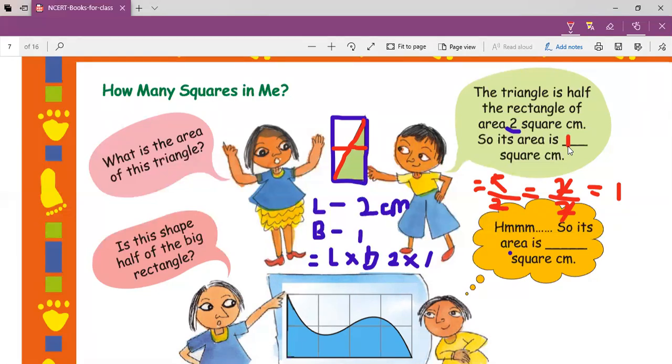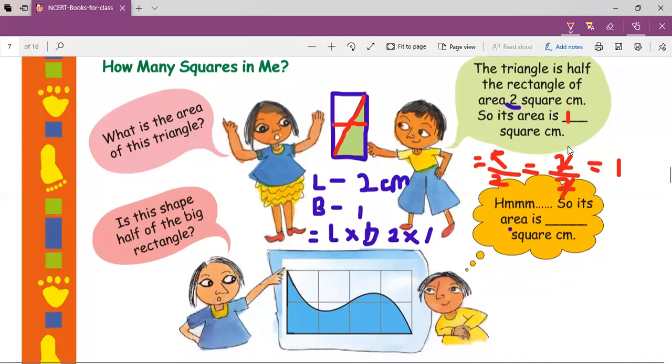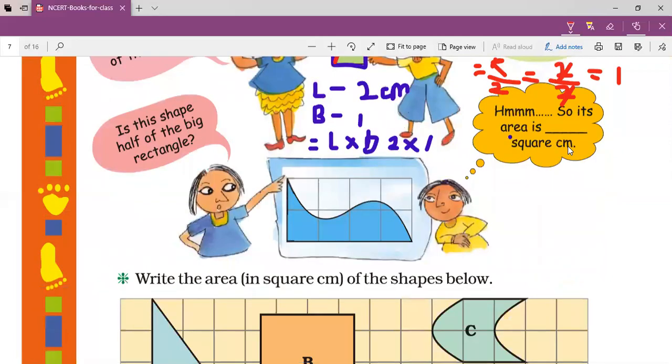To the next picture. The other girl is saying, is this shape half of the big rectangle? You can see there is one big rectangle. And she's asking, is this shape half of the big rectangle? By observing, what do you think? Is it half of the rectangle or more than that? By observing, I feel that it is more than half of the rectangle. Let's find out.